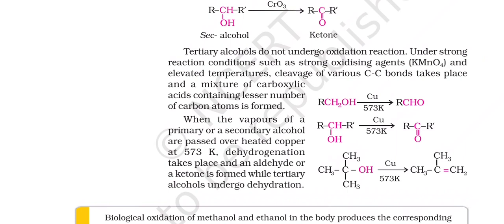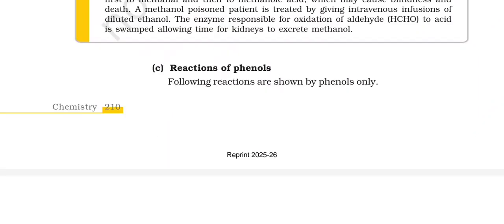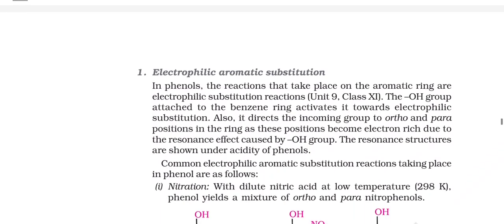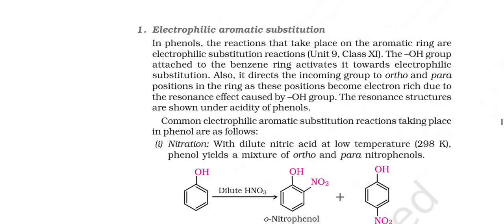Secondary alcohols are oxidized to ketones by chromic anhydride, CrO3. Tertiary alcohols do not undergo oxidation reaction. Under strong reaction conditions, such as strong oxidizing agent and elevated temperature, cleavage of various C-C bonds takes place and a mixture of carboxylic acids containing a lesser number of carbon atoms is formed. When the vapors of a primary or a secondary alcohol are passed over heated copper at 573 Kelvin, dehydrogenation takes place and an aldehyde or ketone is formed, while tertiary alcohol undergoes dehydration.